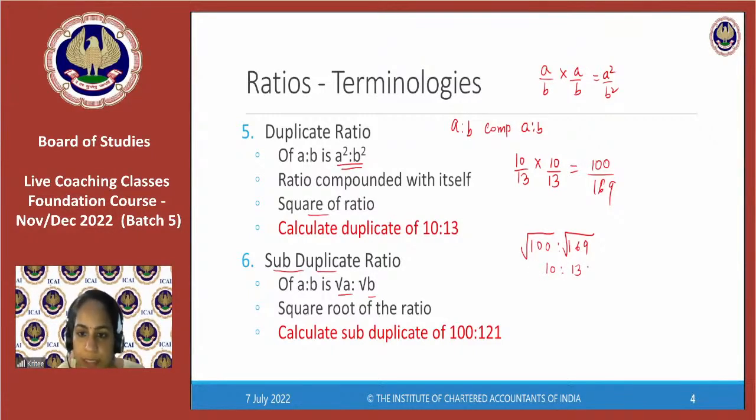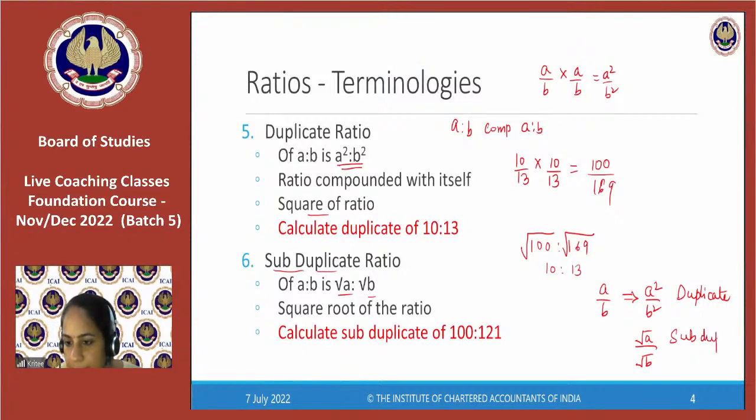So I hope you're understanding. For A is to B, A square is to B square is the duplicate ratio, while square root of A and square root of B will give you the subduplicate ratio. It's like this.